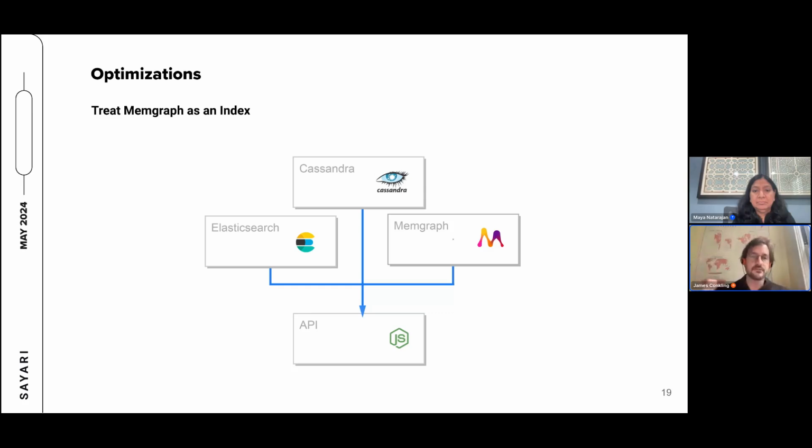But ultimately, with Cassandra or whatever, we have a different data store that is our master data store. Again, that gets back to this question of how do you truly deploy Memgraph at scale? You don't have to write everything to it. It doesn't have to be your master database.